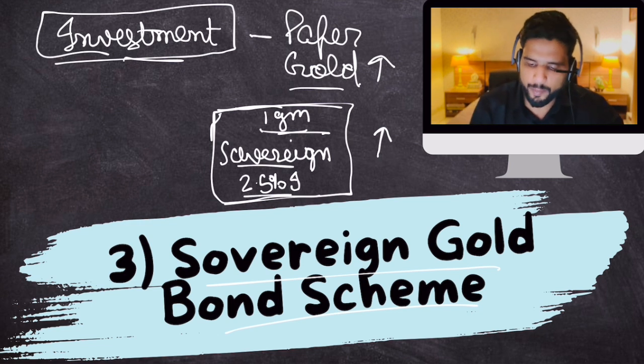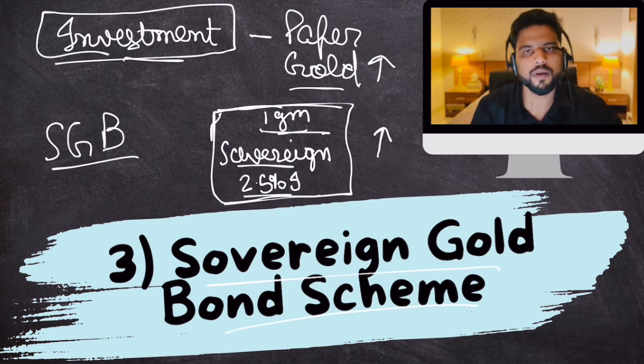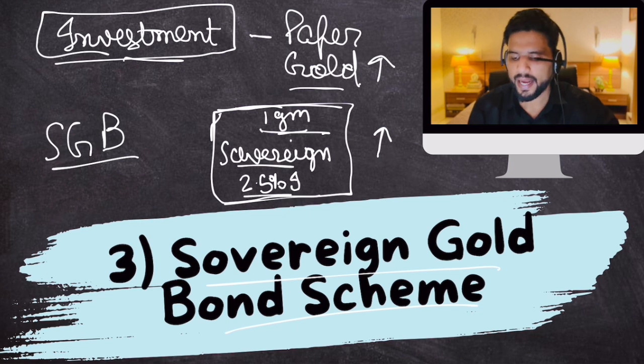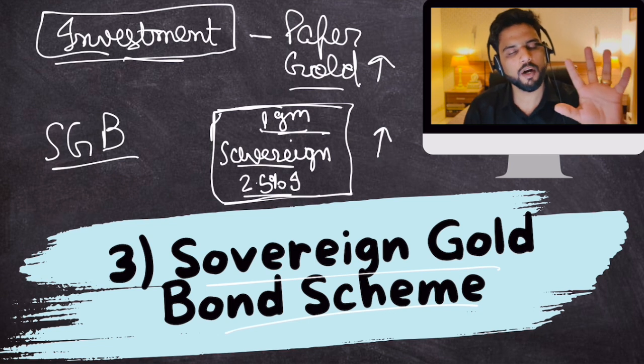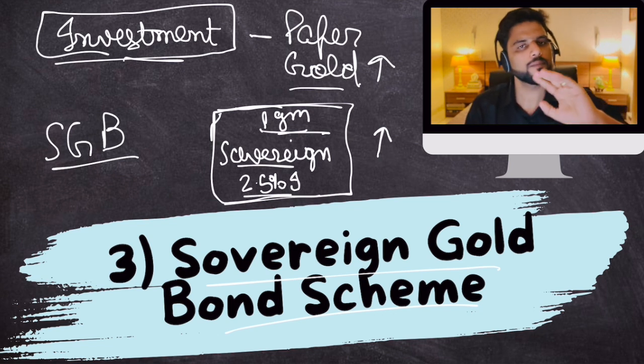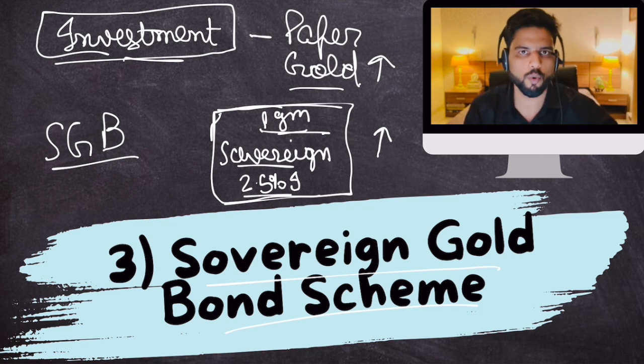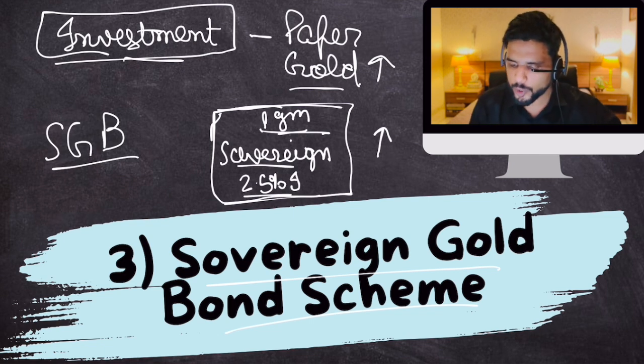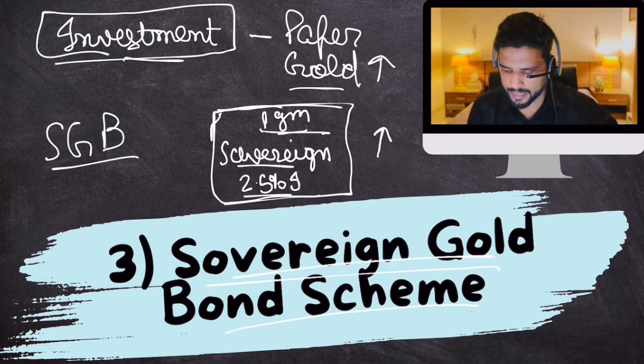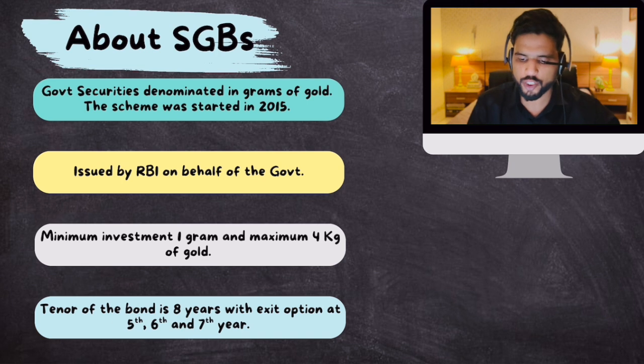Now, this piece of paper is known as sovereign gold bond. And it is denominated in 1 gram, 2 gram, 3 gram, multiples of 1 gram of gold. The price of the bond will be equal to the price of gold. Okay, this was the sovereign gold bond scheme. Clear? So let's talk about some of its features.